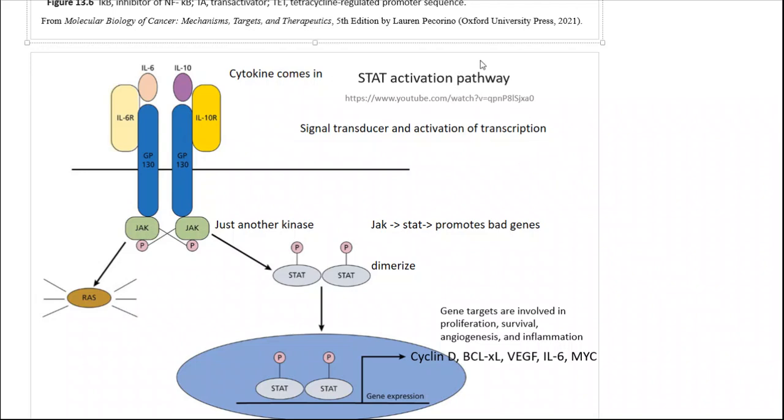VEGF is the angiogenesis one. So some cytokine, JAK, and then STAT, and then make genes. So that's the STAT activation, which STAT stands for signal transduction activation of transcription, which is also another generic name.